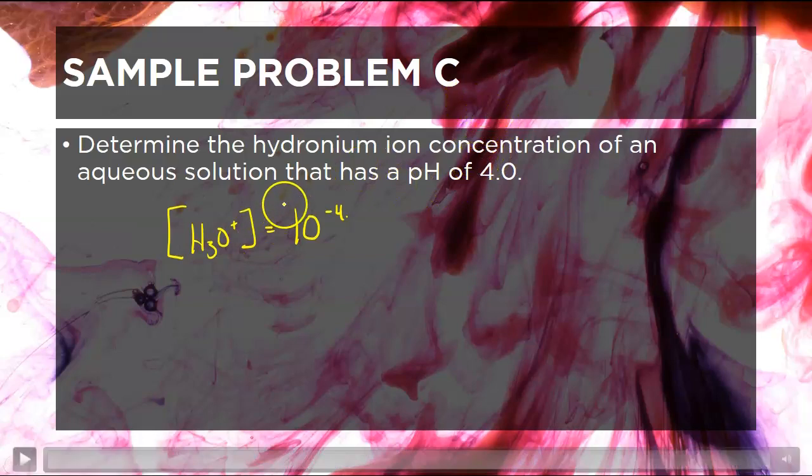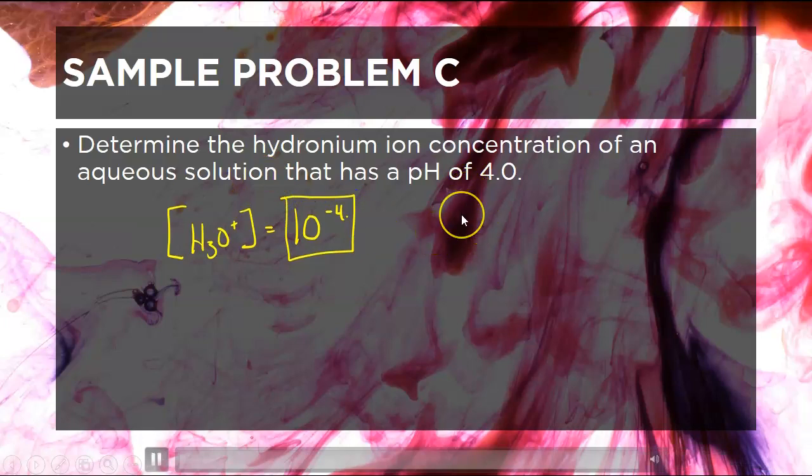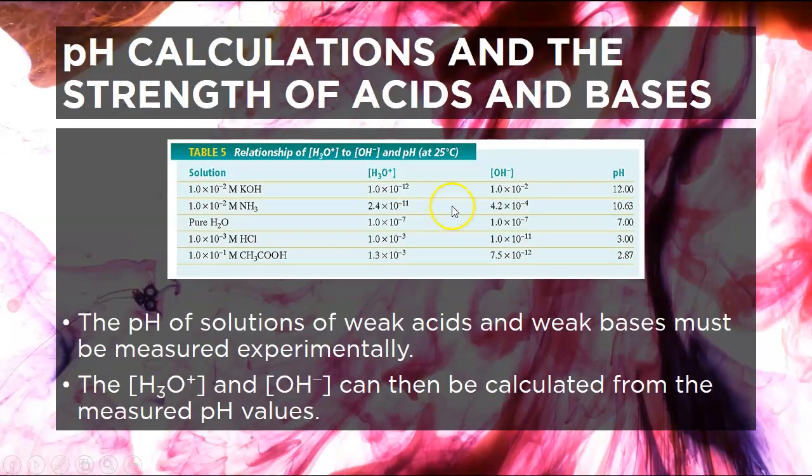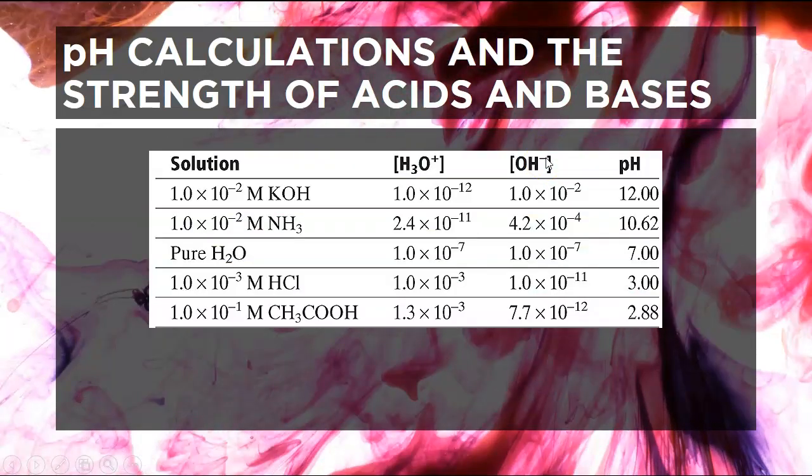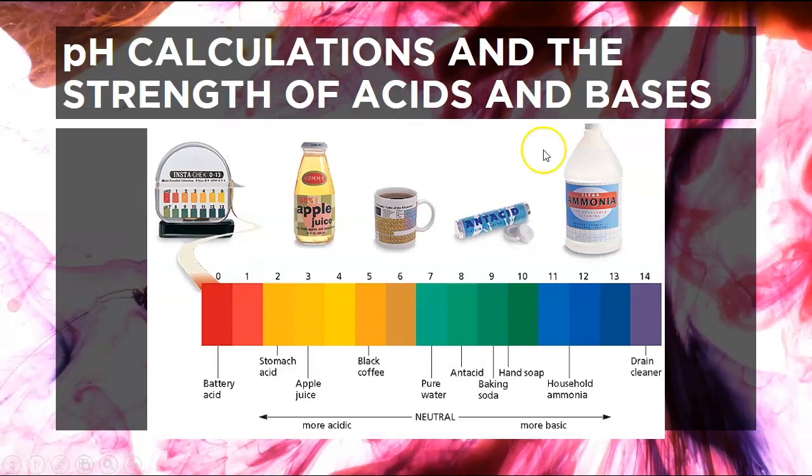I keep saying not too bad, and you're waiting for the other shoe to drop here. So here's some pHs of weak acids and weak bases that have to be measured experimentally. I'm going to kind of skip over that. The bell's about to ring. But you can see, we already talked about some examples. We actually have pH paper. We're going to look at some things.